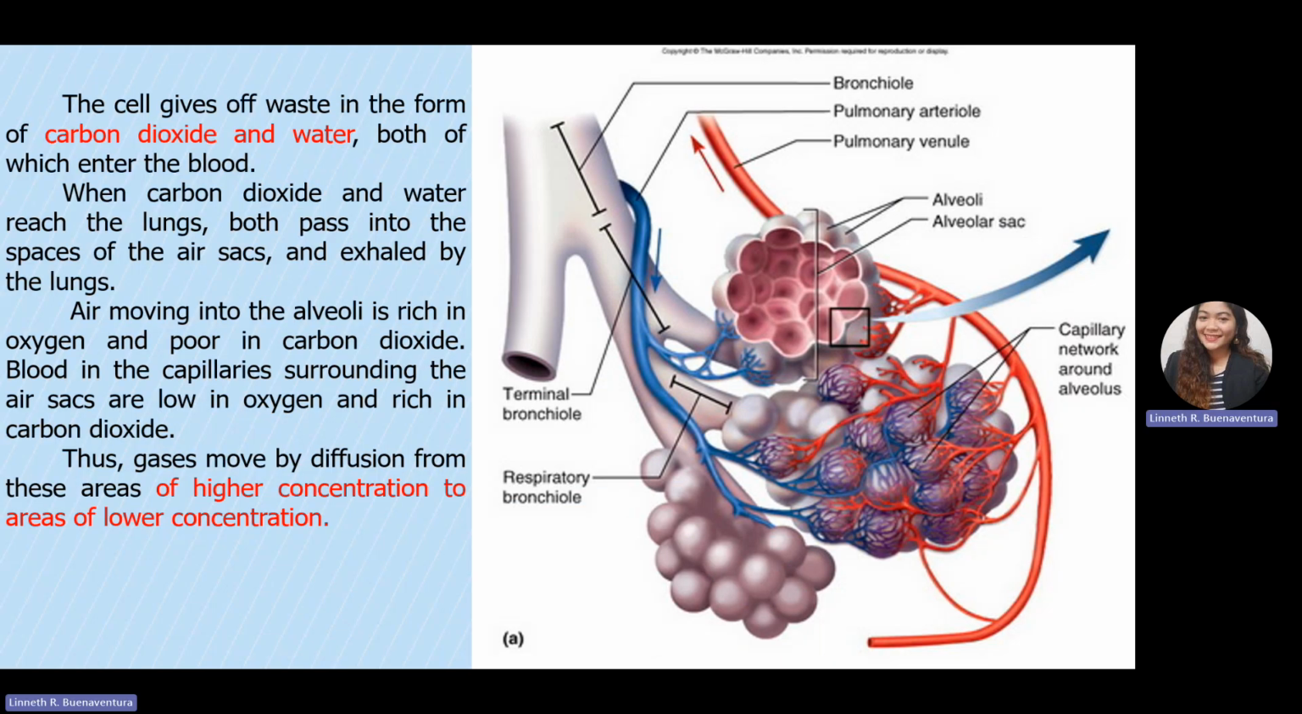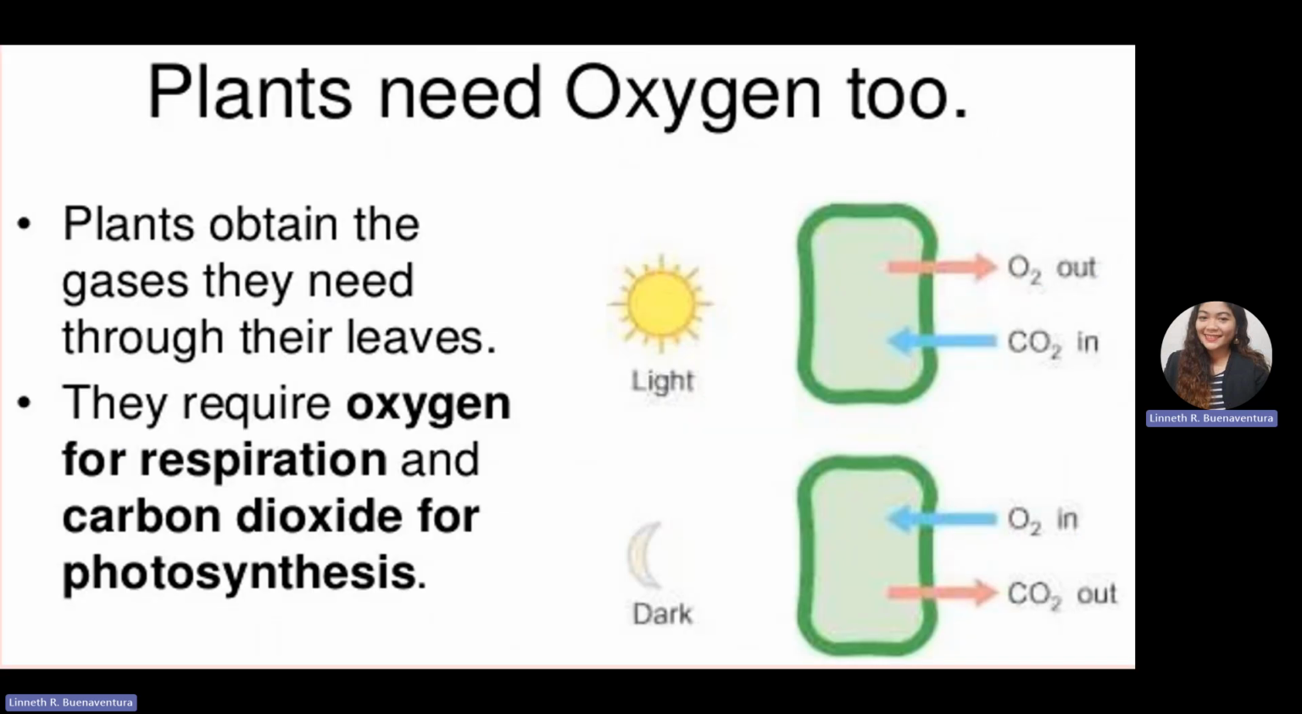Okay? So therefore, the cell gives off waste in the form of carbon dioxide and water. The carbon dioxide and water reach the lungs, both pass into the space of the air sacs and are exhaled by the lungs. Because from that point of view, it moves from the higher concentration area to the lower concentration. So that's how diffusion happens in our respiration.